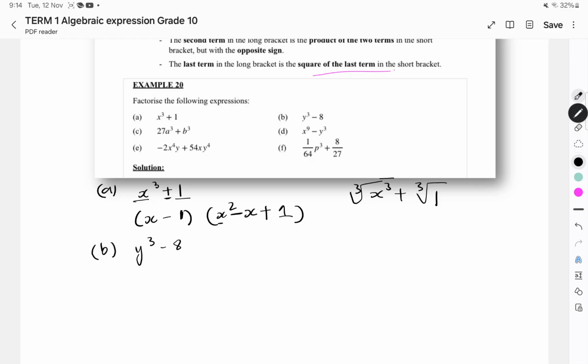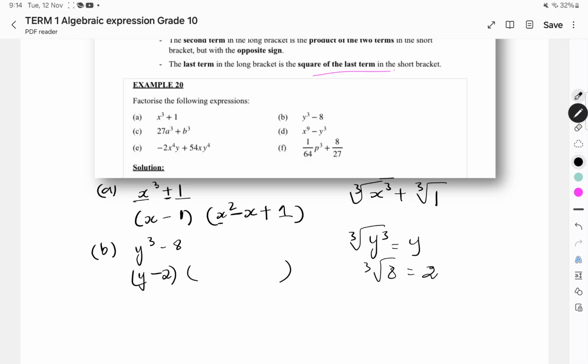Now number B, we are having y cubed minus 8. I don't have a common factor. These are not square numbers, so these are definitely cubes. So I will have the smaller bracket and then the long one. The first one here, I'll put the cube root of this. Cube root of y cubed, it's y. Cube root of 8, you put that in your calculator, it's 2. Keep the sign.